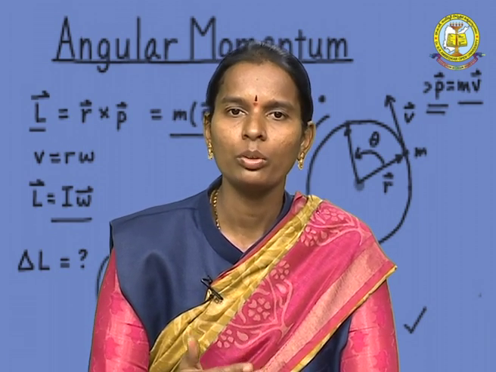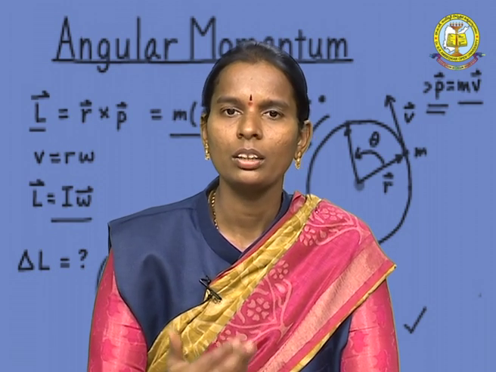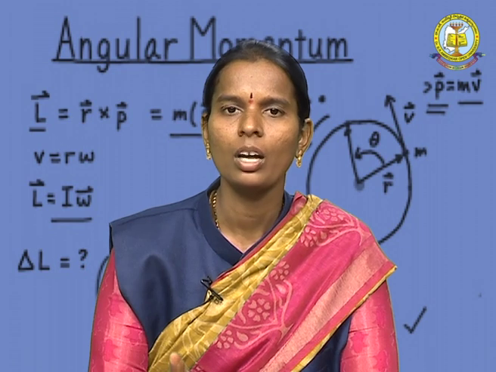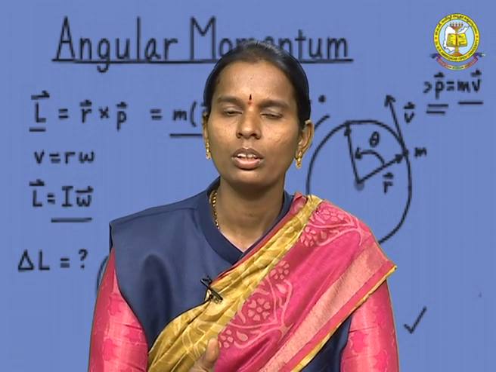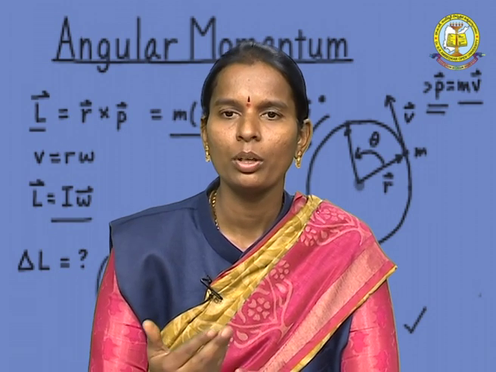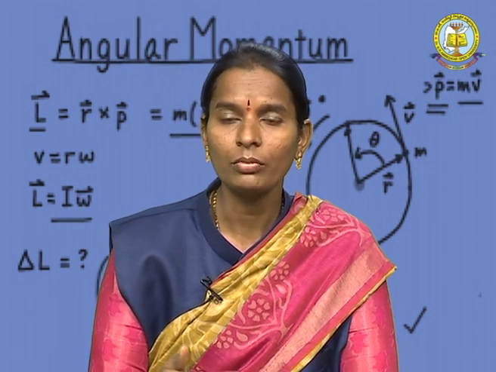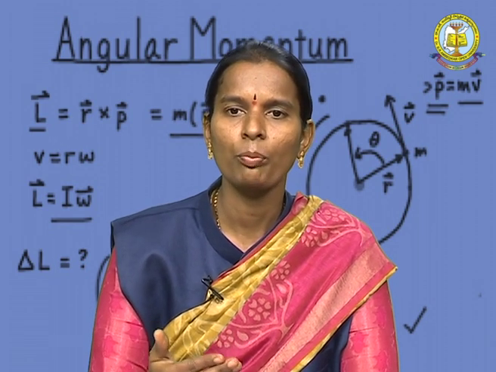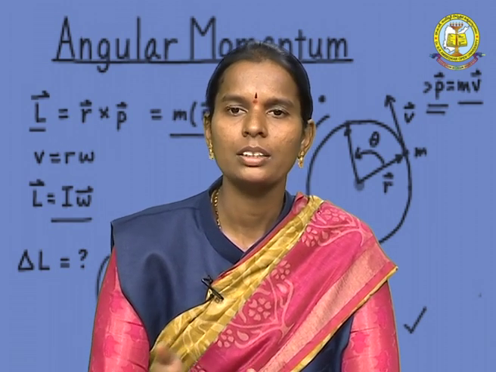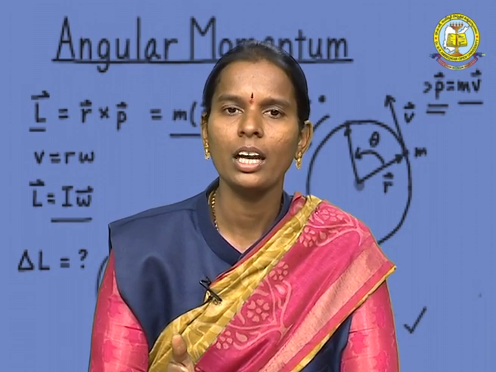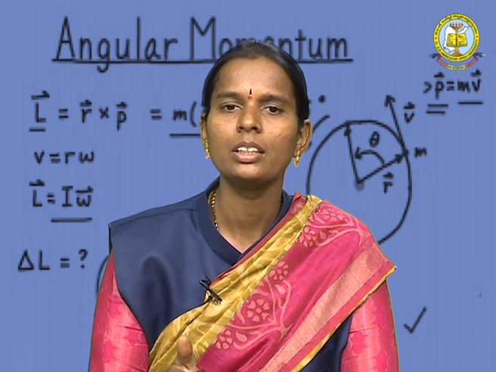So here apply to torque also. Torque is equal to r cross F. What is the force? F is equal to mg, and the position vector is to the center of mass. The angle between them is theta. So you can write torque is equal to r cross mg sin theta.